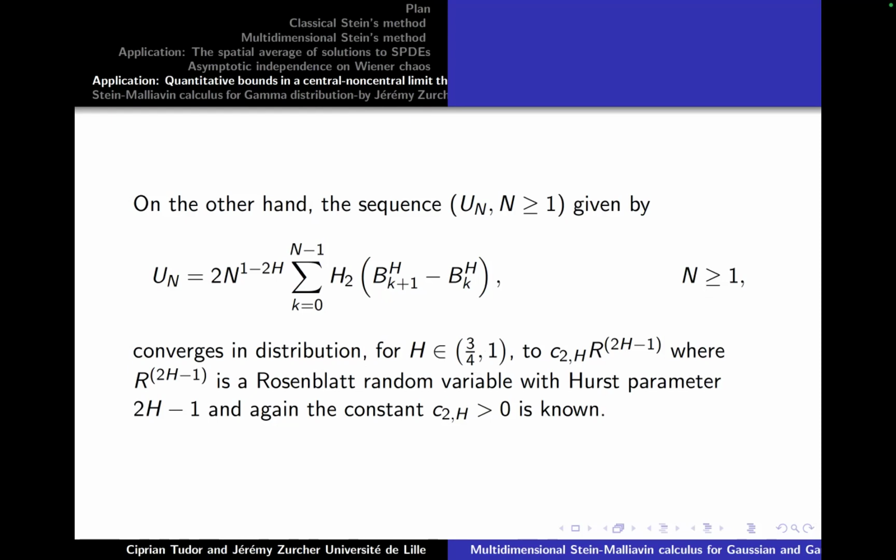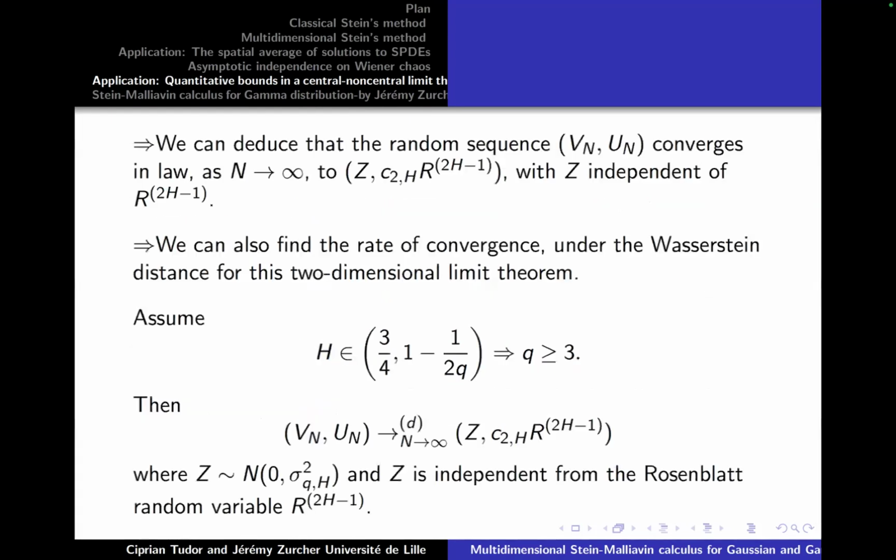Just to give you an example, because I have to stop and leave my young colleague to continue about the gamma distribution, we can look at the convergence of the vector Vn, Un. If h is in this interval, the first will converge to a Gaussian, the second will converge to a non-Gaussian. So we can look at the convergence of the couple.